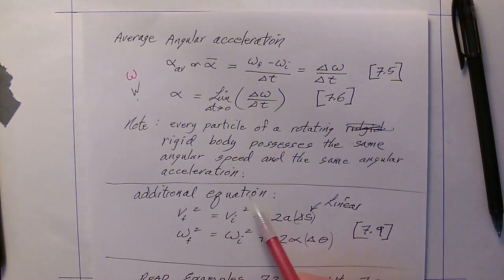So now we have an additional equation we have to talk about. Linearly, the final velocity squared is equal to the initial velocity squared plus 2 times a times delta s. This is the translational one. Okay. So it's similar to omega final squared equals omega initial squared plus 2 alpha delta theta. And this is the displacement angularly, versus displacement linearly, equation 7.9.